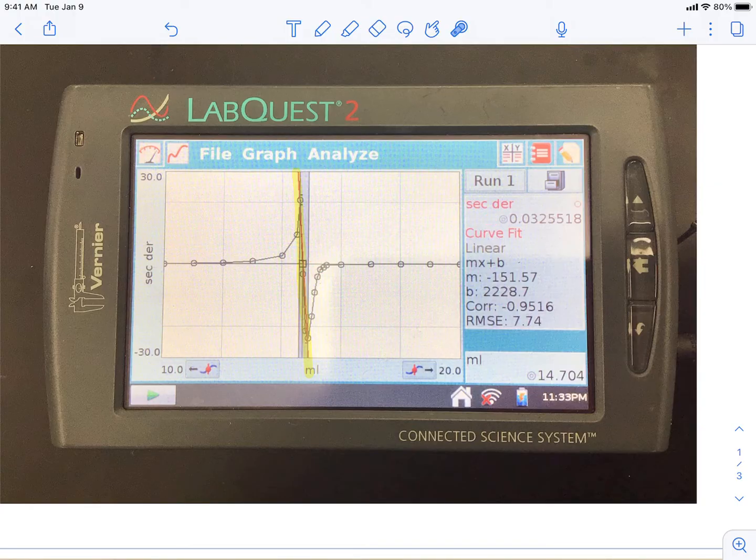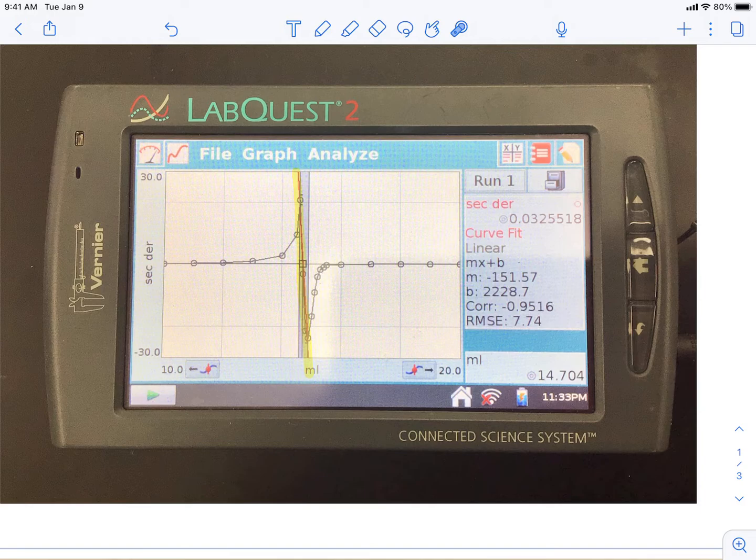But the value that we're interested in is the volume at that inflection point where it changes direction. So this 14.704 milliliters, this is the endpoint or the equivalence point. So that's how we determine the volume at the equivalence point using the second derivative.